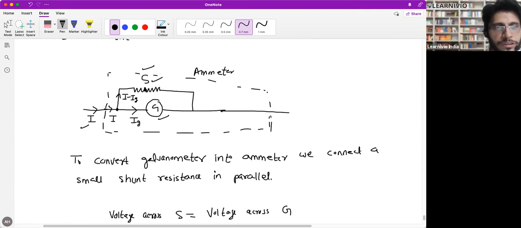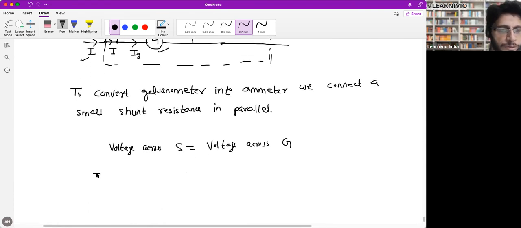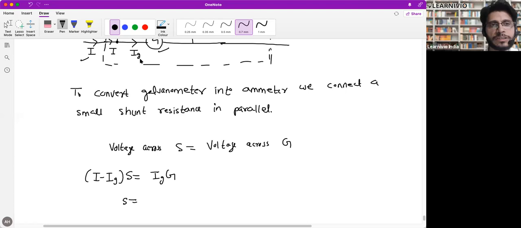What is voltage across S? Say this is shunt resistance, some I minus Ig is passing through it. So you can write that (I minus Ig) into S is Ig multiplied by G. Voltages are same, so voltage is current into resistance, that's it. So S is Ig into G by (I minus Ig).